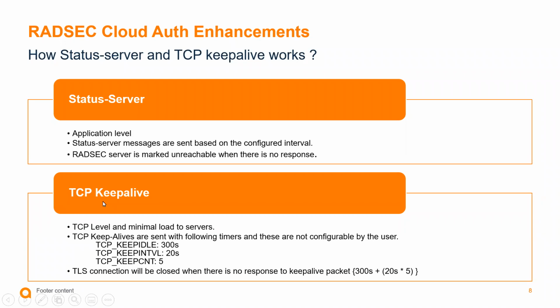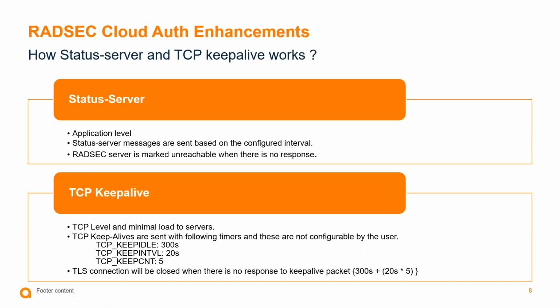Next is TCP keepalive. TCP keepalive is a TCP level packet that is sent to identify whether the RADSEC servers are reachable or not. The advantage of TCP keepalive is that it is a TCP level packet and has minimal load on our servers. How does TCP keepalive work? We have the following parameters for TCP keepalive. The first one is TCP keepalive idle, which is around 300 seconds. TCP keepalive interval is 20 seconds. TCP keepalive packet count is 5.